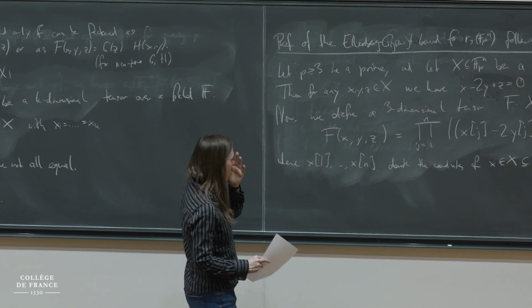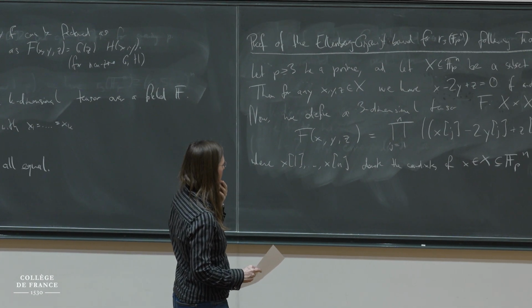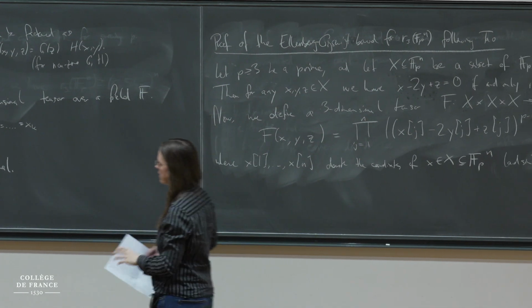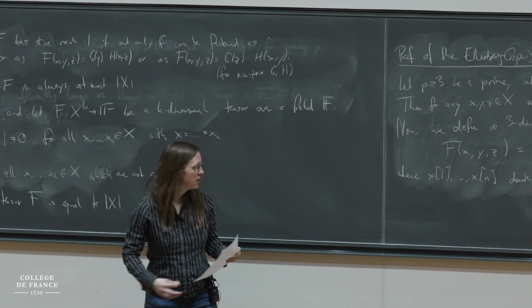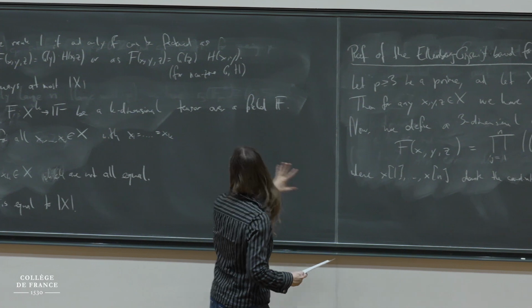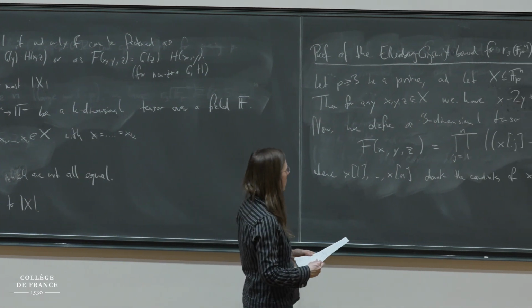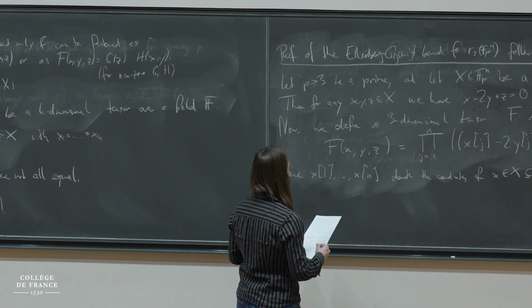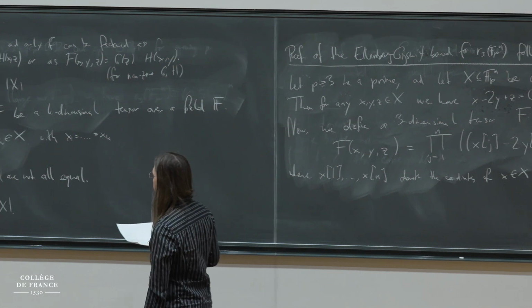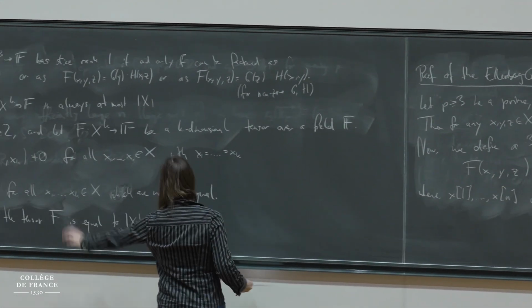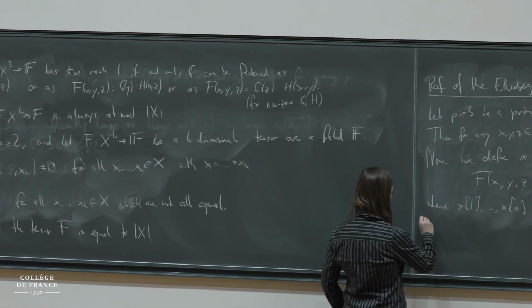Okay, so then the first thing we want to check is that this is indeed a diagonal tensor so that we can apply this lemma. So let's check that it has those properties. In other words, whenever we plug in x equals y equals z, we get something non-zero, but whenever we plug in x, y, z which are not all equal, we get something zero.